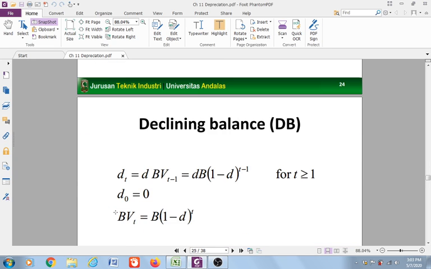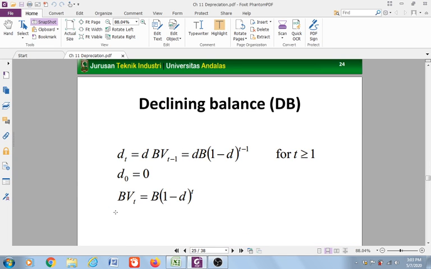Now this is the formula that we will use when we calculate the declining balance. D_t, the depreciation charge in year t, is just that factor D times the book value from the previous year. Or it is just D times B times (1 minus D) to the power of t minus 1, with D_0 equals 0.